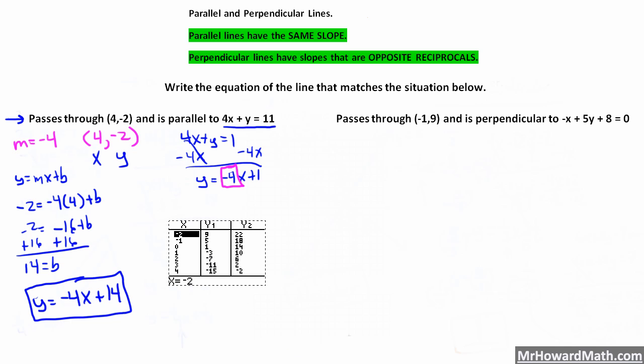And we see that we have the point 4, negative 2 here. So when x is 4, y is negative 2. That's the point 4 comma negative 2, and that's what we wanted. So that checks. We know we did this right.